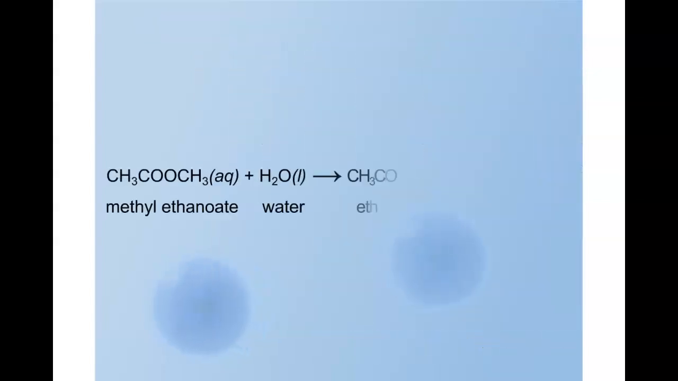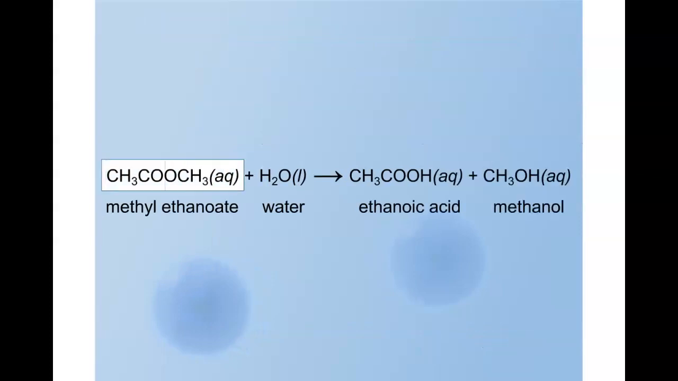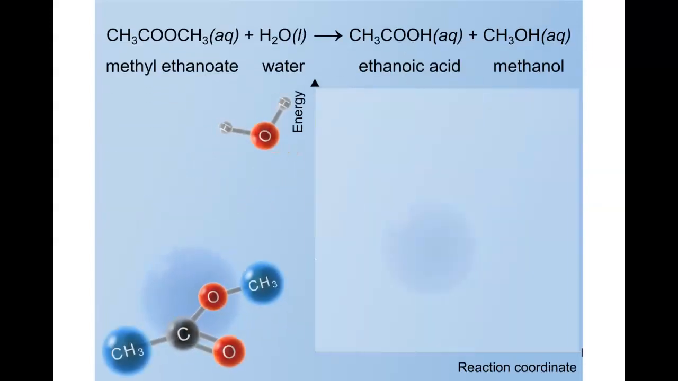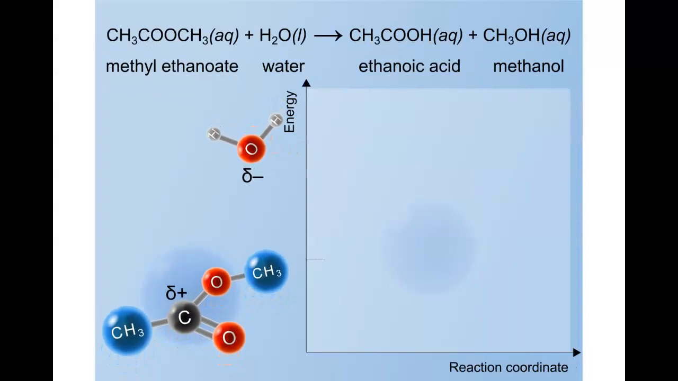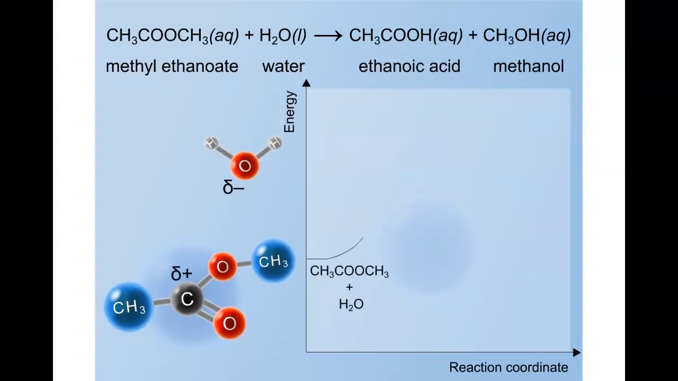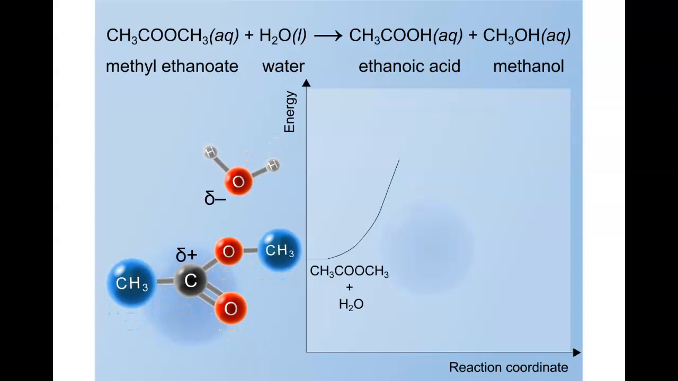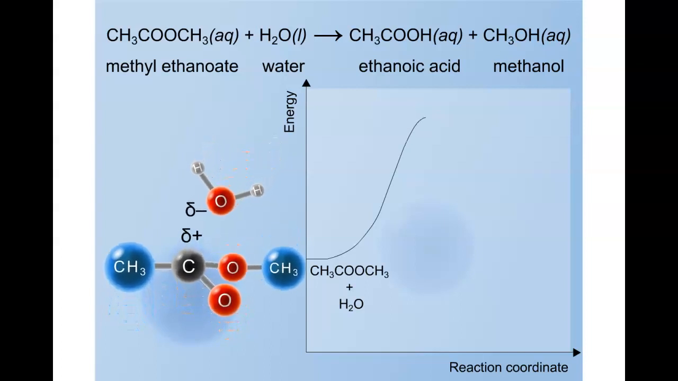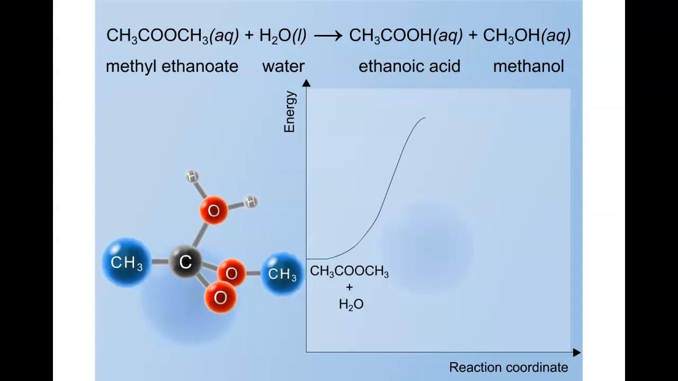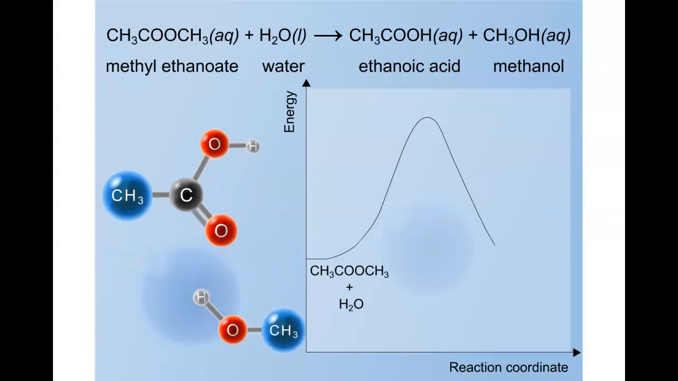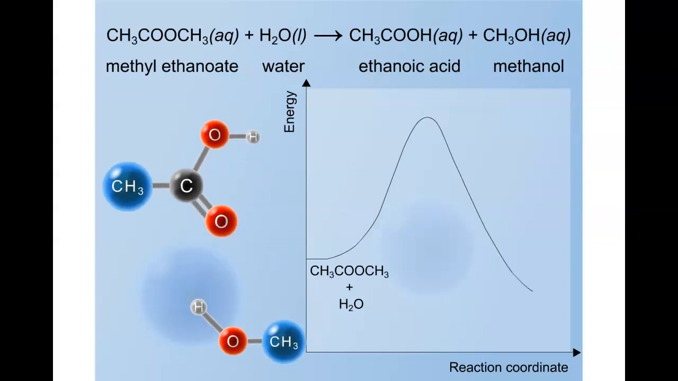For example, the hydrolysis of esters like methyl ethanoate is relatively slow when the ester reacts with water. The reaction requires the lone pair of the oxygen atom in the water molecule to approach the carbonyl carbon atom. There is only a weak partial positive electrical charge on this carbon atom. Therefore, the attraction of the water molecule to the reaction site is not very strong, and so the reaction has a high activation energy.